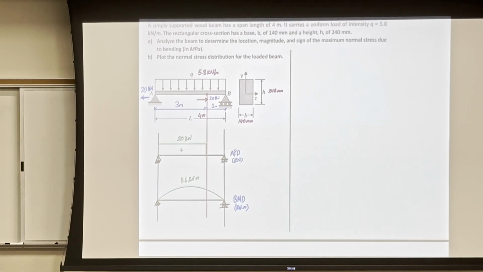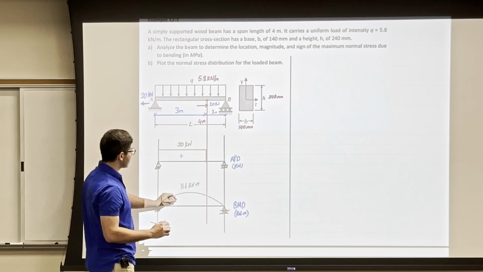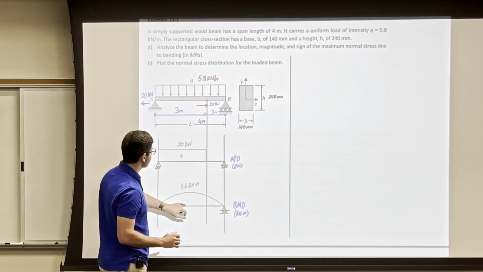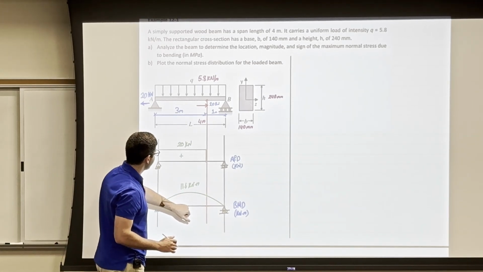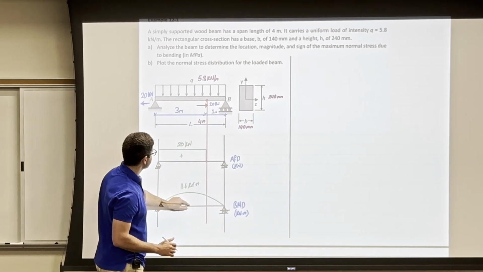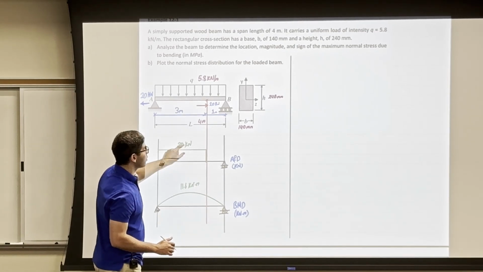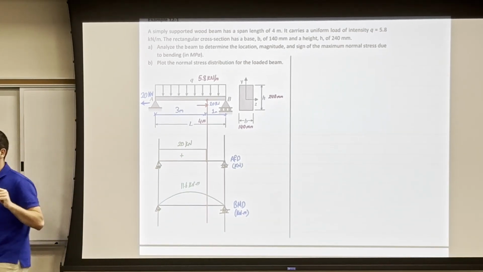So now, what I'll be interested in is the cross section where I have the maximum bending moment, which will be in the middle. So in the middle here, I have a bending moment of 11.6, and an internal normal force of 20 kilonewton.